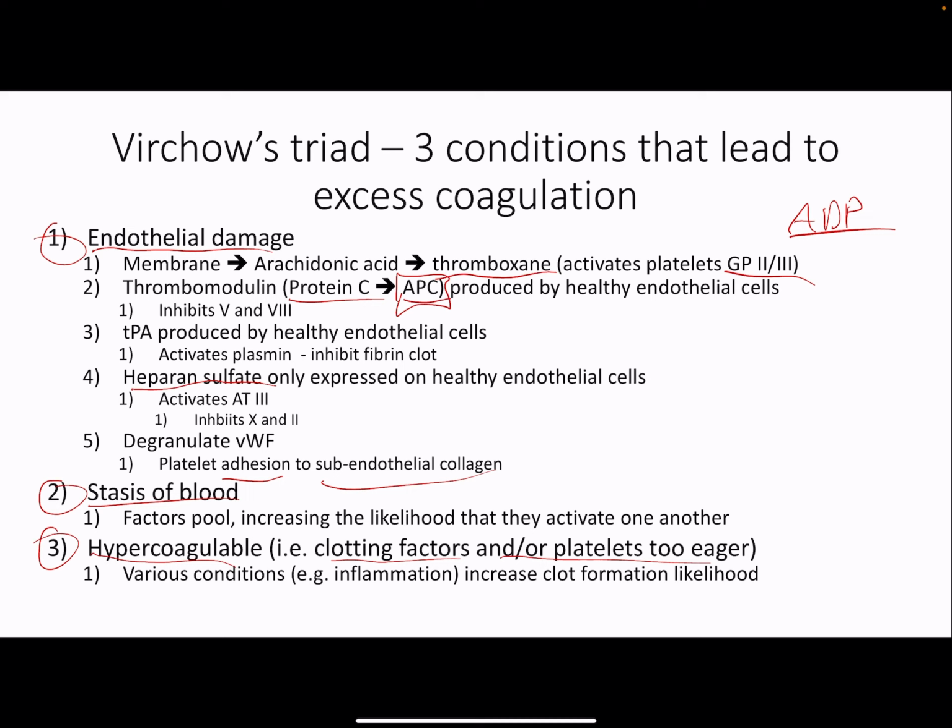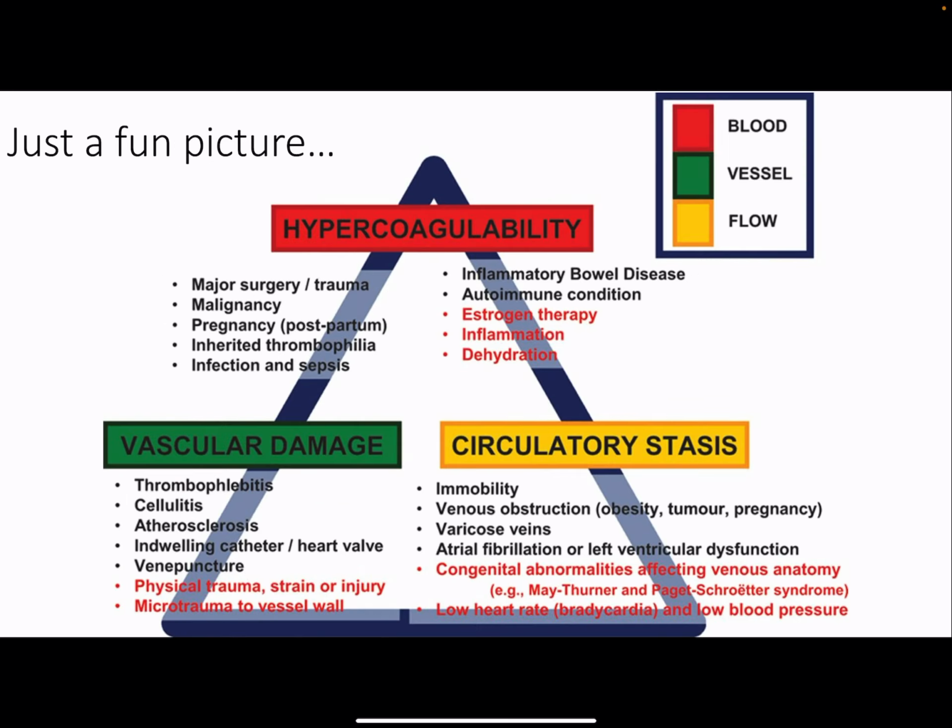The stasis is just, if your blood is flying through your circulatory system crazy fast, that's one thing, but if you've been sitting for a long time or other reasons that you might be static, the slower velocity of the blood means that the factors can pool, and there's a higher likelihood that they might bump into each other and activate one another and start this positive feedback effect. Many different things can cause you to be hypercoagulable. Number 3, something like inflammation, as an example, might jumpstart this.